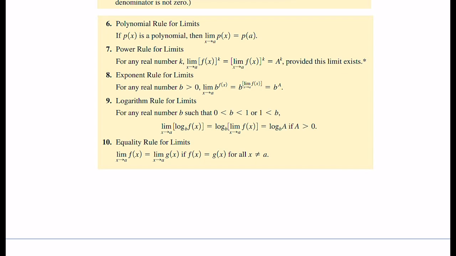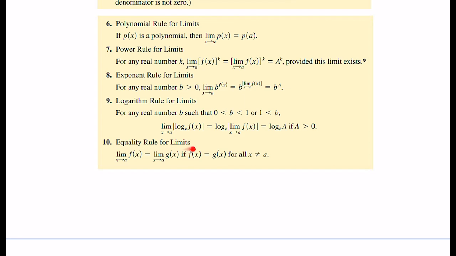So this one is just the limit of the log of f of x is just the same thing as the log of the limit of f of x, as long as A is greater than 0, right? Because you can't take the log of a negative number. If you remember from college algebra, pre-calculus, those kind of classes, the domain for logs is just all positives. And 0, of course. So x has to be greater than 0.